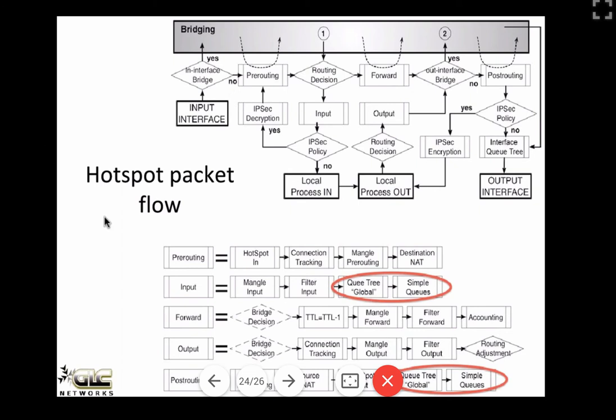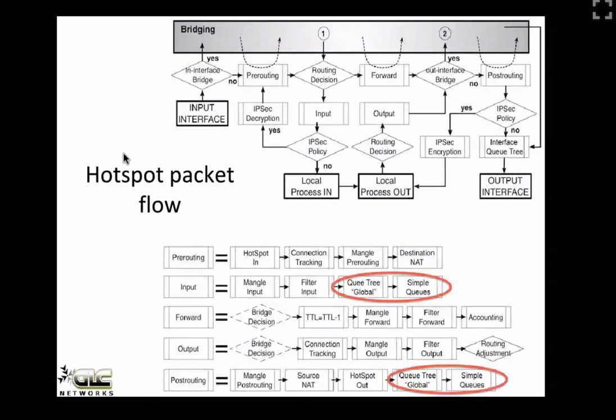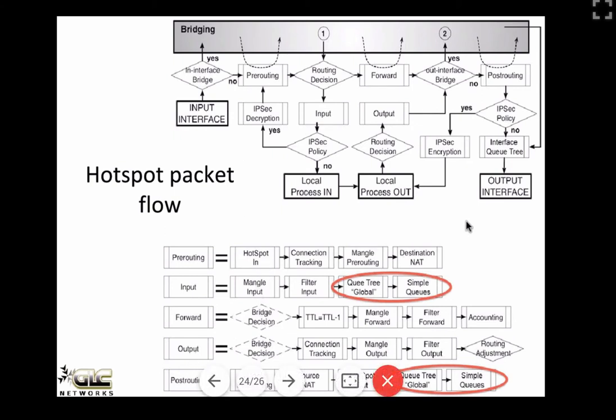And then we also need to understand the packet flow, especially in this case on hotspot. So hotspot, as you can see here, is available on hotspot in, in pre-routing. If you zoom that in, you can see hotspot in. And then the other is on post-routing, that one is hotspot out. So there are only two places in the Mikrotik firewall where hotspot appears. First is pre-routing for hotspot in, and then post-routing for hotspot out.